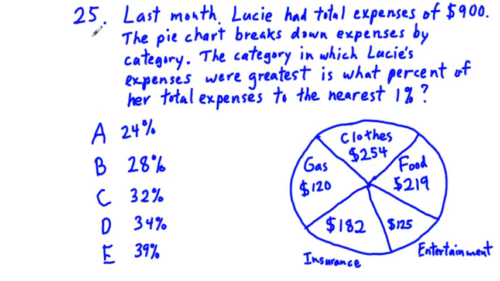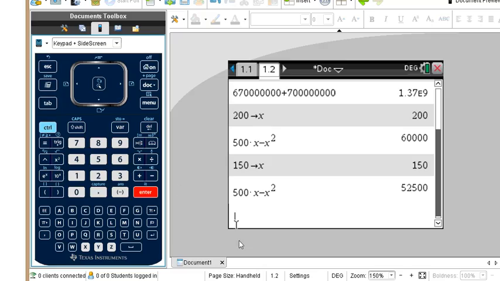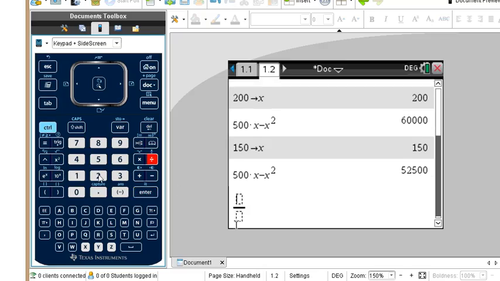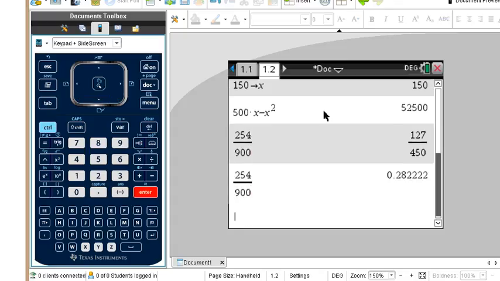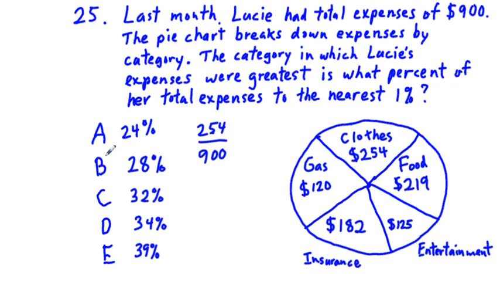That's okay. Okay, 25. Lucy had expenses of $900. The pie chart breaks down expenses by category. The category in which Lucy's expenses were greatest is what percent of total expenses? Well, we already know our total expenses from the text were $900, and that could save us from having to add all these up. So we have 254 over 900 for our answer, and we go to 254 over 900, and I have to press Control Enter to get it. So a little over 28%. That's going to be closest to answer choice B.